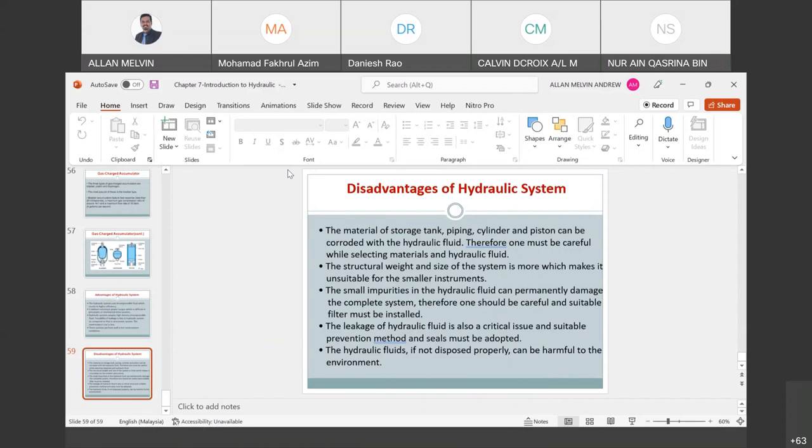Pneumatic you can still use for smaller component instruments, but hydraulic is not really suitable to be used in smaller components. So you can decide based on your application where you want to use. The obvious advantage is the force, because pneumatic can only use up to 10 bars, and hydraulic can be used until 800 bar, which really shows the operation range of the system. Both have an advantage. So normally engineers will mix and match. Certain things that you can use hydraulic, you use hydraulic.